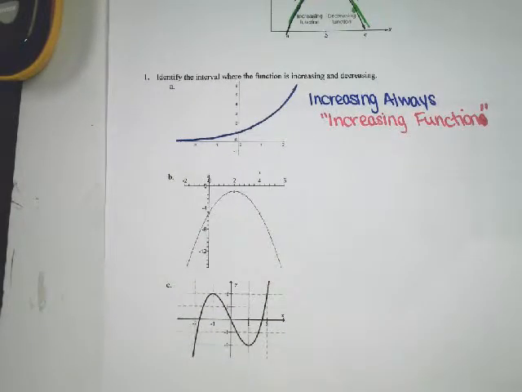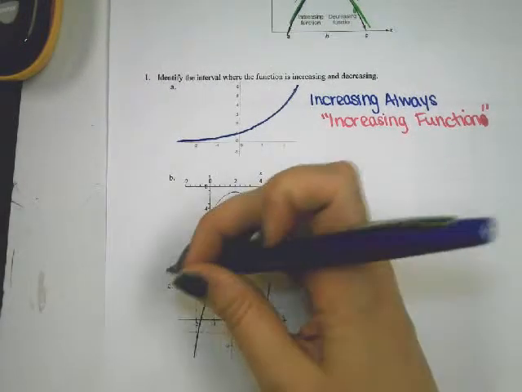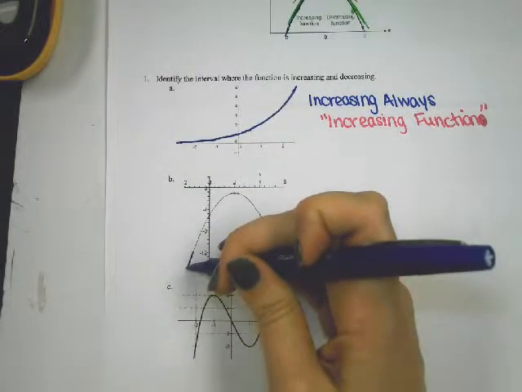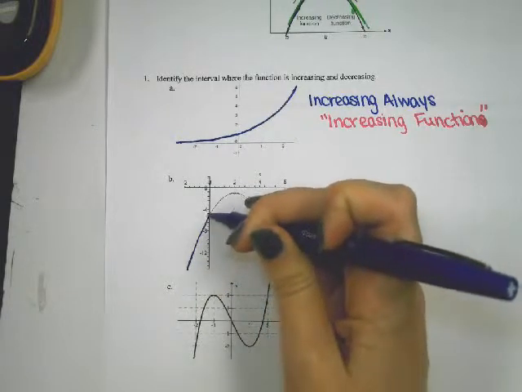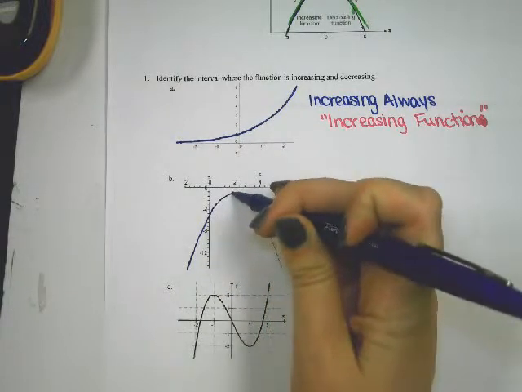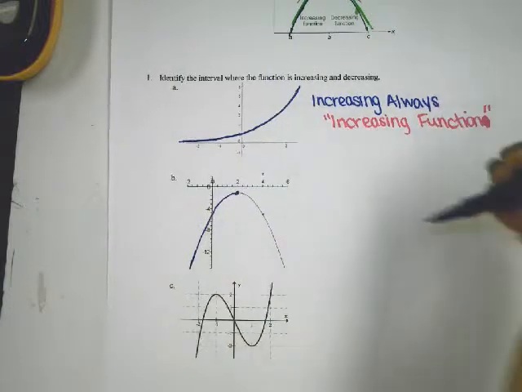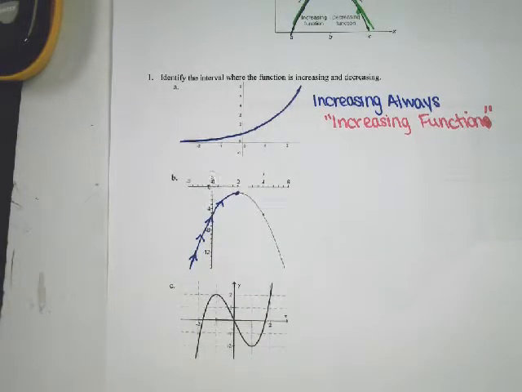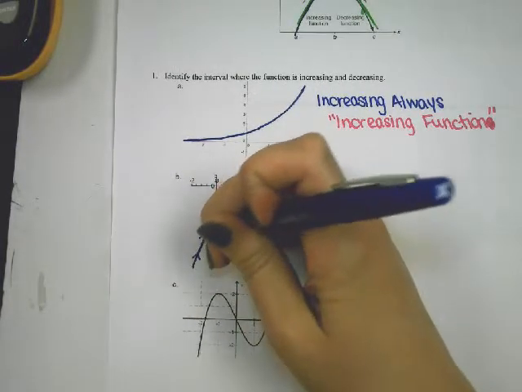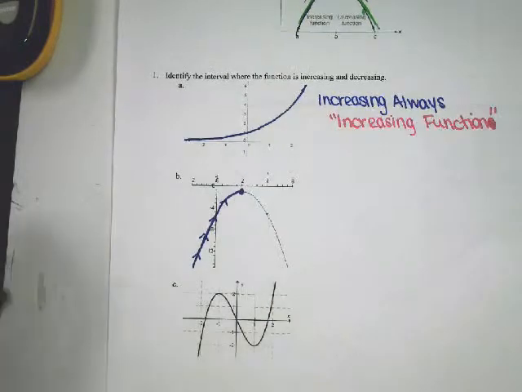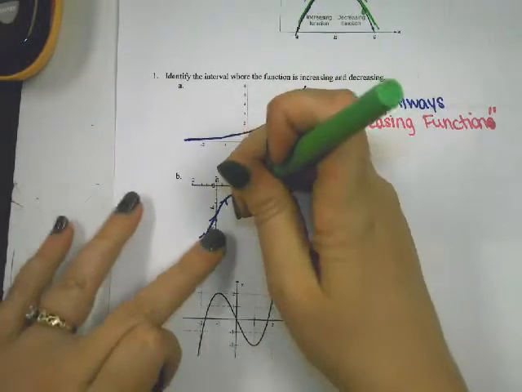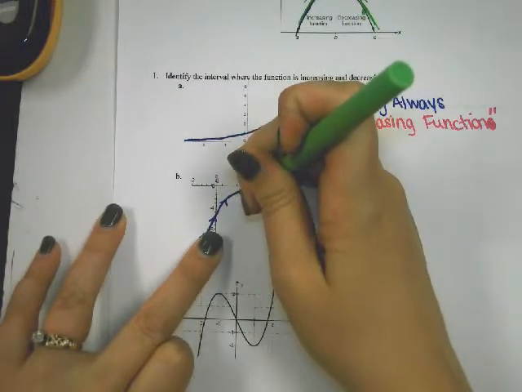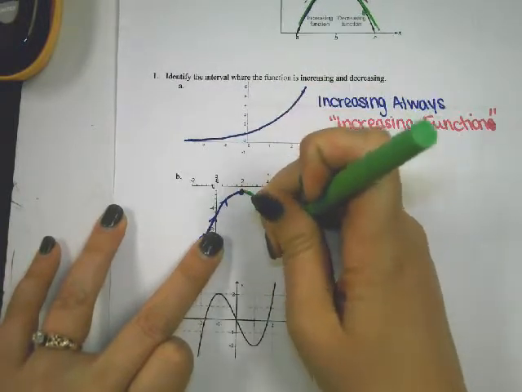So for part B, we have an upside down parabola. If I followed this line from left to right, right here, my point is moving up. There's a moment right there where it sort of stalls out before it starts to go down. So this is going up. Right there, it's increasing. This point right there, it stalls out for just a moment before it starts to go back down. Right here, my line begins to go down.